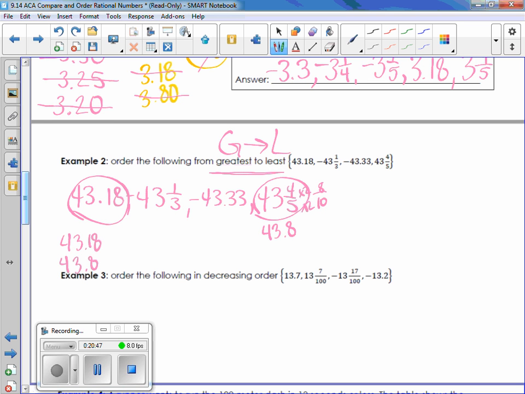Right, so this is 8/10, but if I go to the hundredths place, it's 80 hundredths, right? And that's the same value, and this is only 18 hundredths. Yes, it's the bottom. So it's going to be 43.8, which is over here, and its actual value is 43 and 4/5. So then I cross it out. And because I only have one other positive number left, we know that's the next largest number, right? So that'll be 43.18. So I'm going to cross it out. And now I'm on to my negatives.